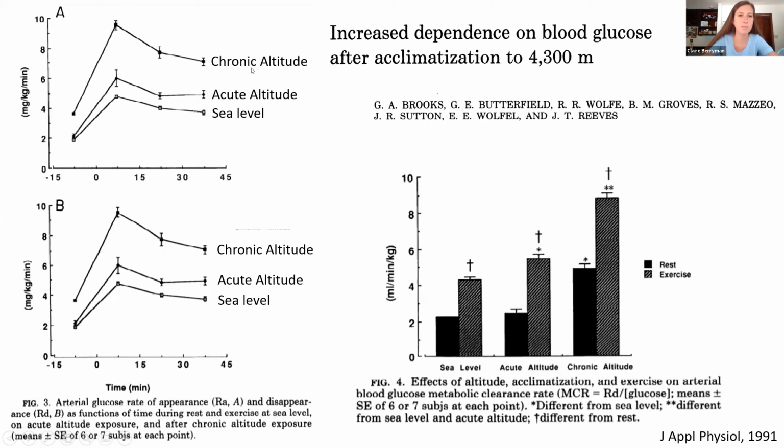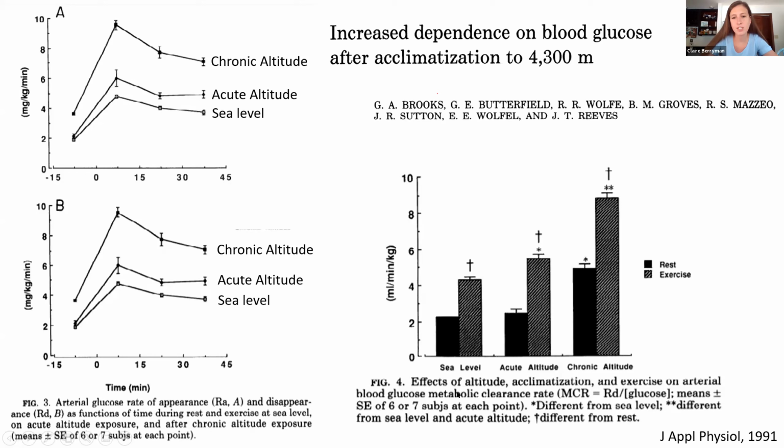The rate of appearance of glucose in the blood is significantly higher at chronic high altitude compared to both acute altitude and sea level. And when we look at panel B, the rate of disappearance of glucose from the blood, these findings mirror those of the rate of appearance. So we can look at the graph on the right, which shows the metabolic clearance rate of glucose. A greater clearance rate is indicative of glucose removal and use by the body. We can see that during chronic exposure, this is greater during rest compared to both acute and sea level conditions.